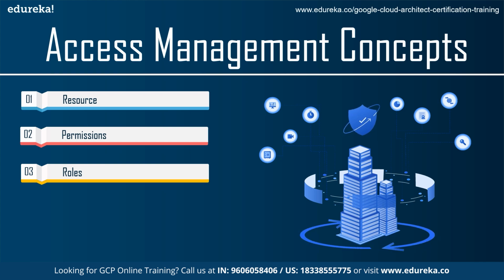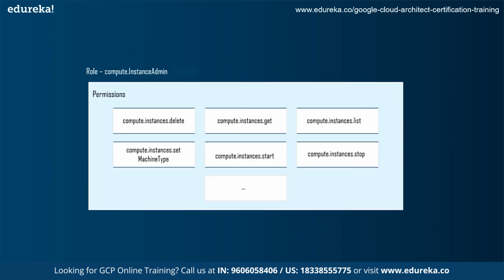Then when you grant a role to a user, you grant them all the permissions that the role contains. So there are several kinds of roles in IAM. First, there are basic roles, roles historically available in the Google Cloud Console. These are owner, editor, and viewer.